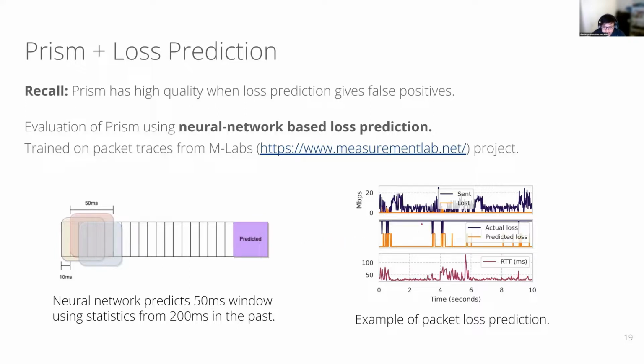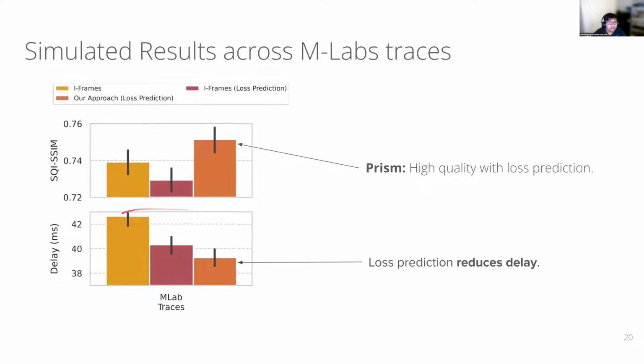On the right, we have an example of Prism's loss prediction in action. The blue line over here shows when actual loss occurred, and the orange lines show over here when Prism's neural network predicted that a loss would occur. And as you can see, there are quite a few false positives, but Prism's design enables high video quality in such situations. And combining with loss prediction, this ends up reducing the end-to-end frame delay.